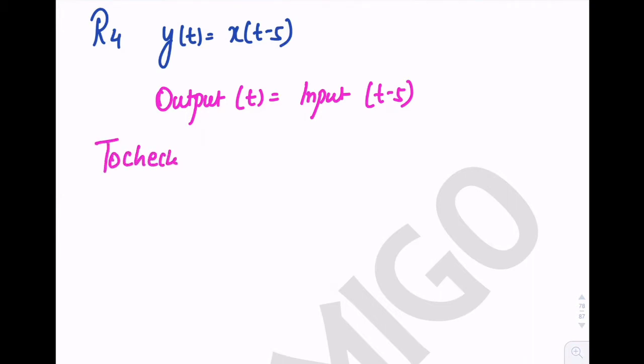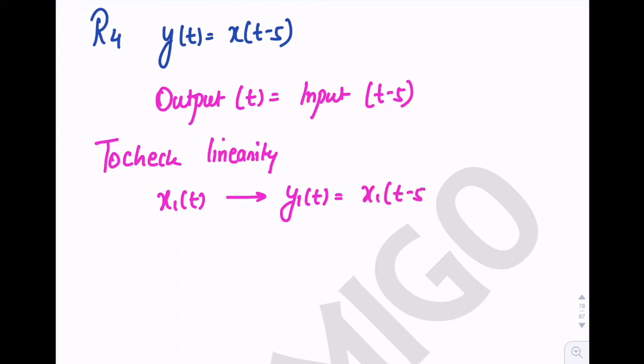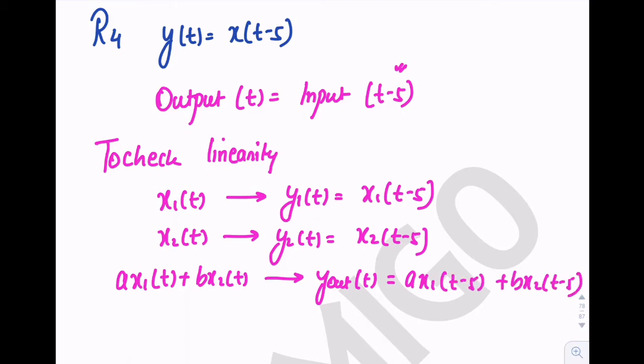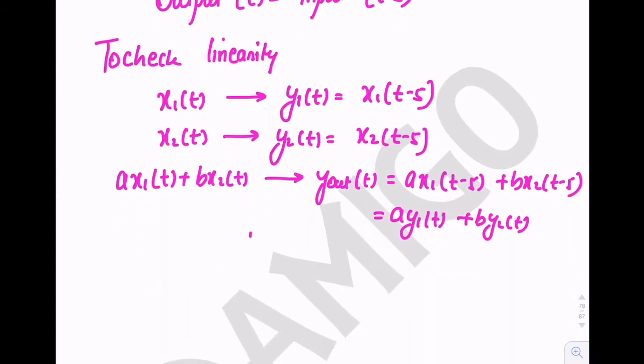Now to check linearity, let us say input is x1(t), the output y1(t) will be equal to x1(t minus 5). x2(t) is the input, then output y2(t) will be x2(t minus 5). When input is a x1(t) plus b x2(t), then the output, by simply replacing t by t minus 5 in the input, will be a times x1(t minus 5) plus b times x2(t minus 5). This is equal to a times y1(t) plus b times y2(t). Okay, so this system is a linear system.